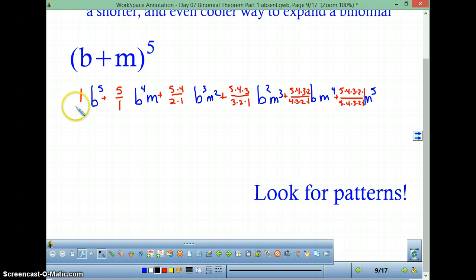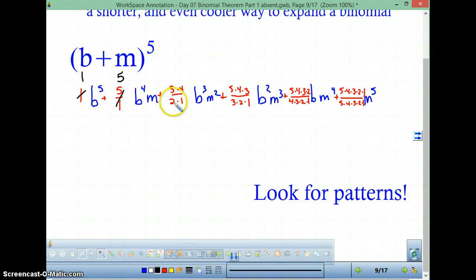All right, we got to simplify these, right? The 1, we don't even have to put a coefficient there. This is obviously just 5. I'll put a 1 here just so you can see it really clearly, though. What happens here? Well, the 2 and the 4 are going to cancel. 5 times 2, 10.